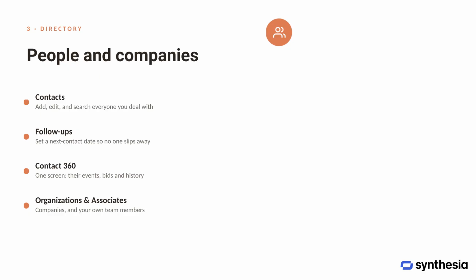The directory is your book of record for people and companies. You add and edit contacts here and search across all of them instantly. For each one, you can set a next contact date so follow-ups surface automatically and nobody quietly falls off your radar. Contact 360 pulls a single person's entire footprint, their events, their bids, their whole history, onto one screen. Alongside contacts, you keep organizations, the companies they belong to, and associates, which are your own team members.